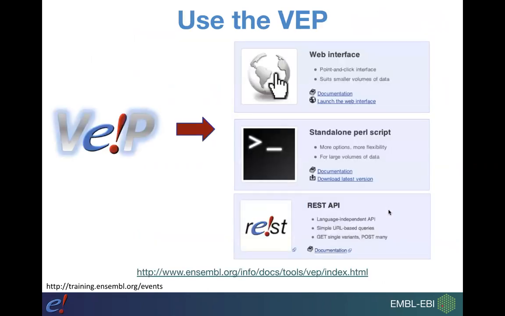You can use VEP in 3 different ways. So we have web interface, which is what we're going to use today. But then you also have standalone Perl script. So this is a command line option that you can use. It has a lot more options, more flexibility, and it is suitable for large volumes of data. And then you also have the REST API option. So this is a language independent method that you can use, and it's useful when you want to build simple URL-based queries. However, again, it's not suitable for large volumes of data.